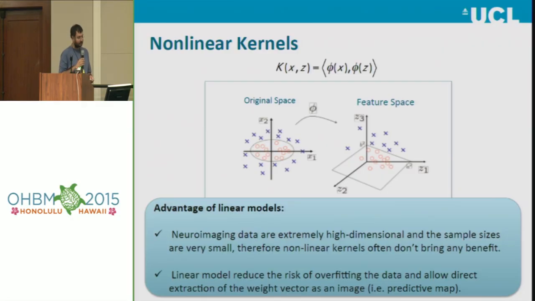Nonlinear kernels don't really bring much benefit typically. Secondly, as I touched on already, using a linear model reduces the risk of overfitting the data, which is quite likely when you've got this imbalance between sample sizes and a very high dimensional feature space. It also allows us to directly extract the weight vector as an image to give a predictive map that we can then visualize and, to some extent, think about interpreting, but again we have to be careful, as I was saying earlier, about making local inferences.